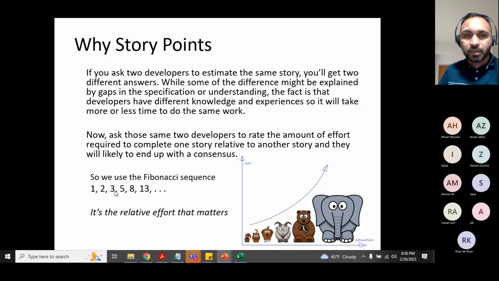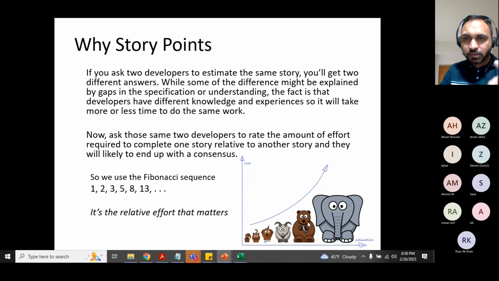5 plus 3 makes the 8. So you count them predecessor, and then you get to the next one. So it's the relative effort that matters. Look at over here. So gradually it goes up. Elephant is bigger among those.